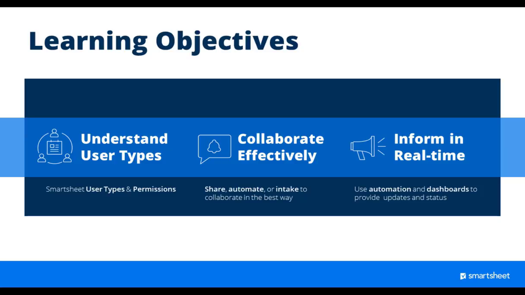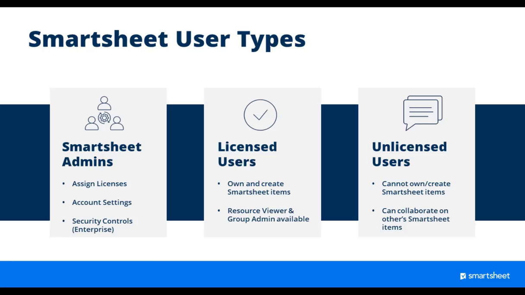Before we jump into our demo, let's talk about Smartsheet user types. The largest user type that we have is a Smartsheet admin, and a Smartsheet admin has the ability to assign licenses, control account settings, and security options for enterprise plans. Most users are not going to have admin permissions. The next user group we have is licensed users. Licensed users have the ability to create sheets, reports, and dashboards, as well as access to resource viewer and group admin permissions, which can be enabled by your Smartsheet admin.